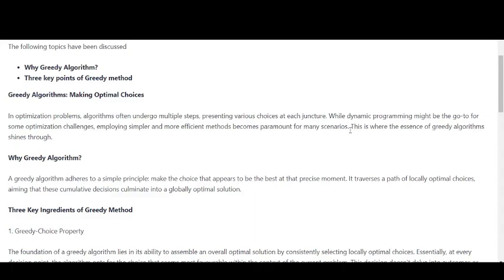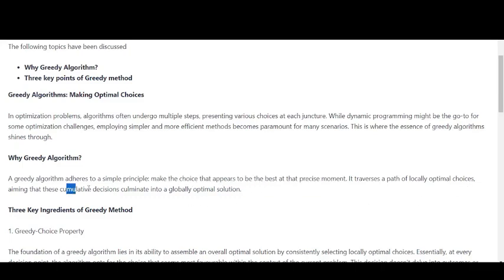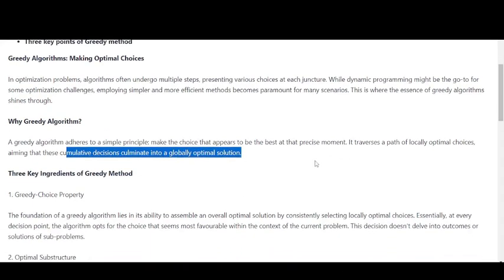Because the greedy algorithm adheres to a simple principle: make the choice that appears to be the best at the moment. It traverses a path of locally optimal choices, aiming that these cumulative decisions culminate in a globally optimal solution. This is what the greedy algorithm tends to do. Meaning, the greedy algorithm always thinks that it will lead to the best optimal solution, but most of the time it fails.